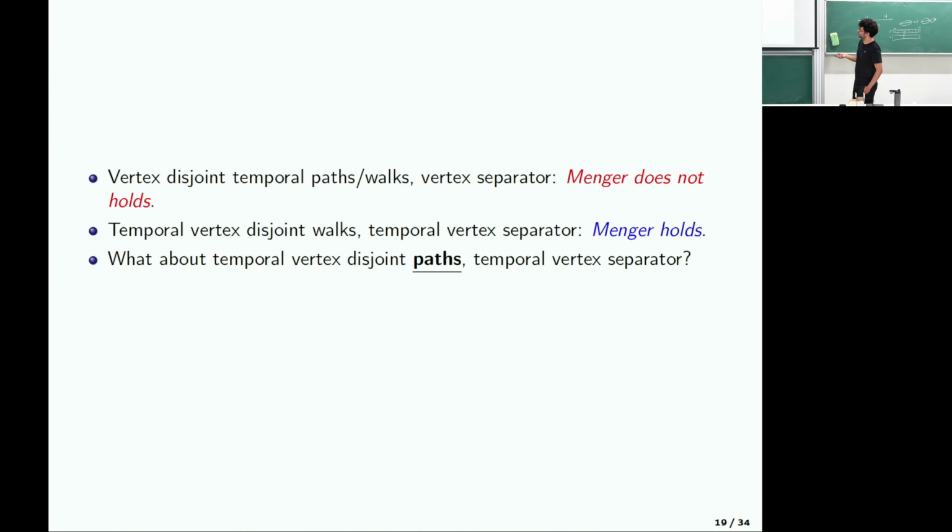Okay. So here again, the same part of confusion. If I talk about vertex disjoints and vertex separator, then Menger doesn't hold. If I talk about temporal vertex disjoint and temporal vertex separator, and I'm talking about walks, then Menger holds. So the difference from the second to the third is that I'm going from walks to paths. Can you be at the same vertex again? I can wait, but I cannot go out of it and then come back.